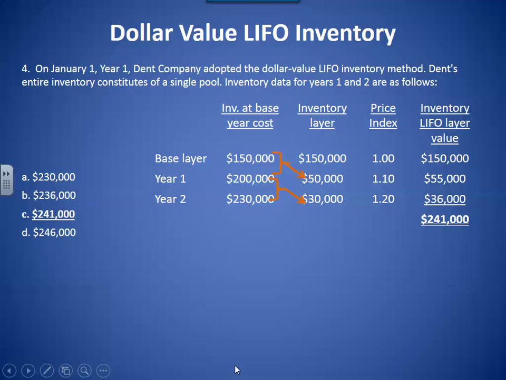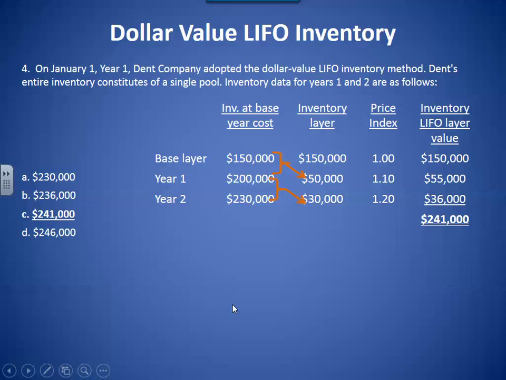Okay, let's take a look at the answer for number 4. On January the 1st, year 1, Dent adopted the dollar value LIFO inventory method. Dent's entire inventory constitutes a single pool. The inventory data for years 1 and 2 are provided there, and the answer to what's the value of the inventory at the end of year 2 would be C, $241,000. Now let's go over the calculation.